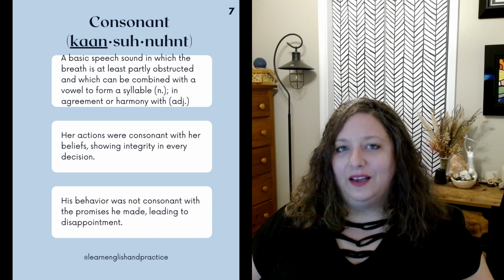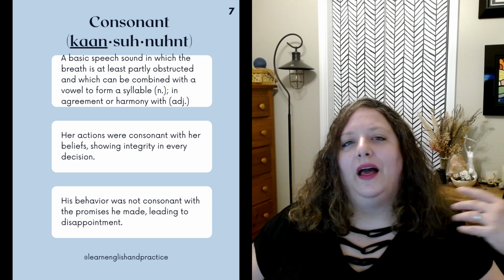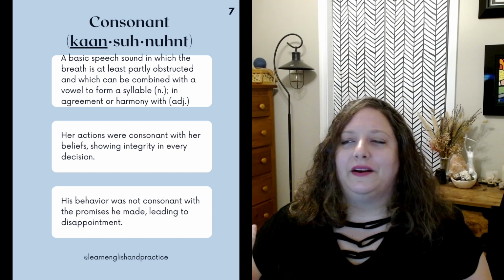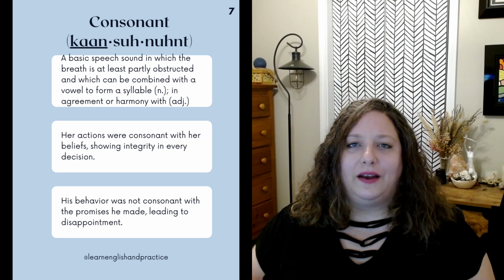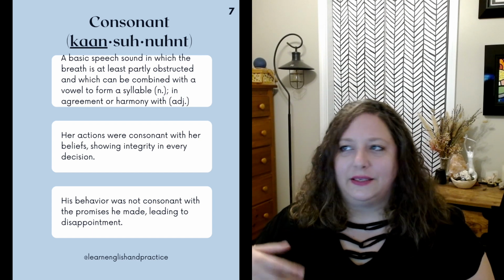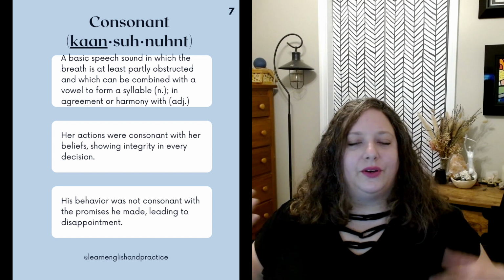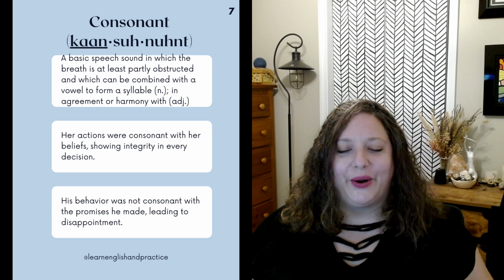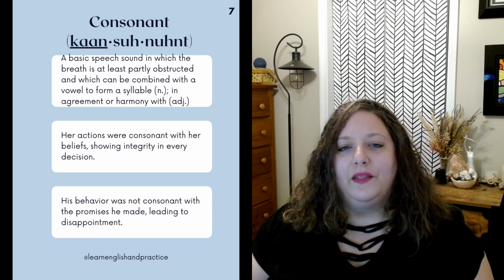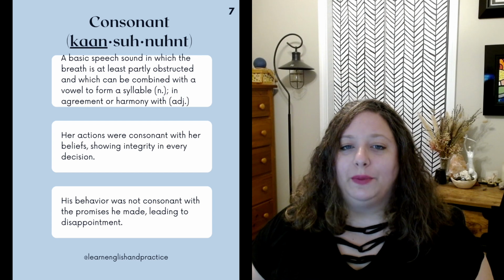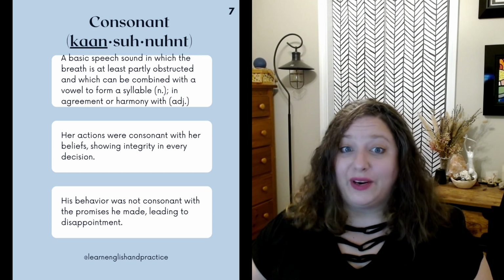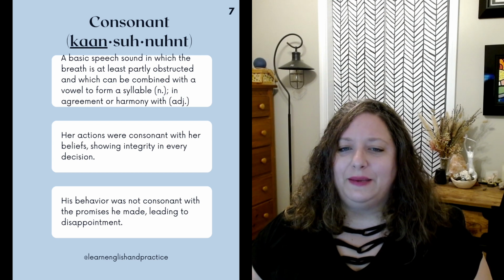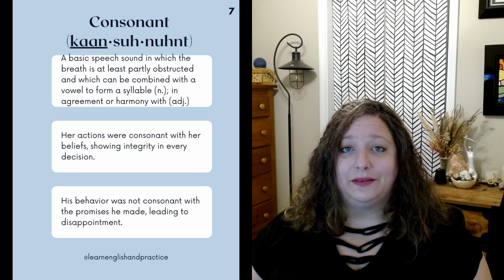Maybe one person loves yoga and holistic natural medicine. The other person is very spiritual and loves to eat healthy greens and hike. So those are two consonant lifestyles that can merge together. Examples are her actions were consonant with her beliefs, showing integrity in every decision. His behavior was not consonant with the promises he made, leading to disappointment.